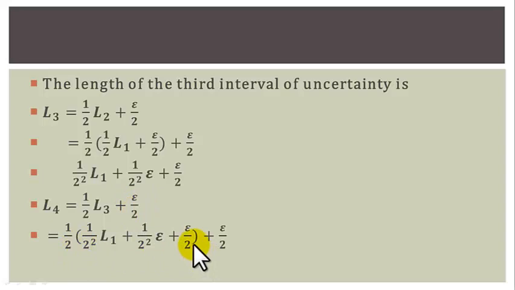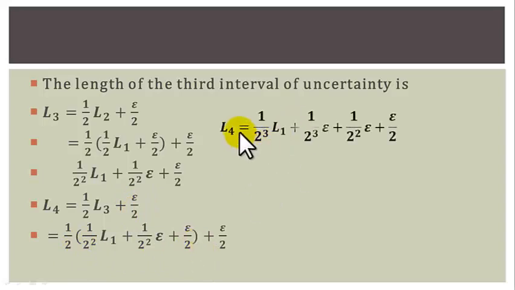Opening this bracket, this will give us L4 equal to 1 all over 2 to power 3 L1, that is multiplying this half by this 2 to power 2, will give us 1 all over 2 to power 3 L1. Multiplying this half by 1 all over 2 to power 2 epsilon will give us 1 all over 2 to power 3 epsilon, plus multiplying this half by epsilon all over 2, that will give us 1 all over 2 to power 2 epsilon, then plus this epsilon all over 2.